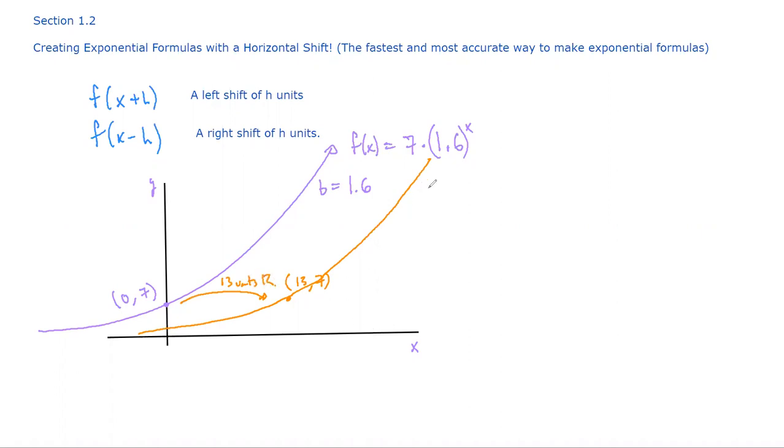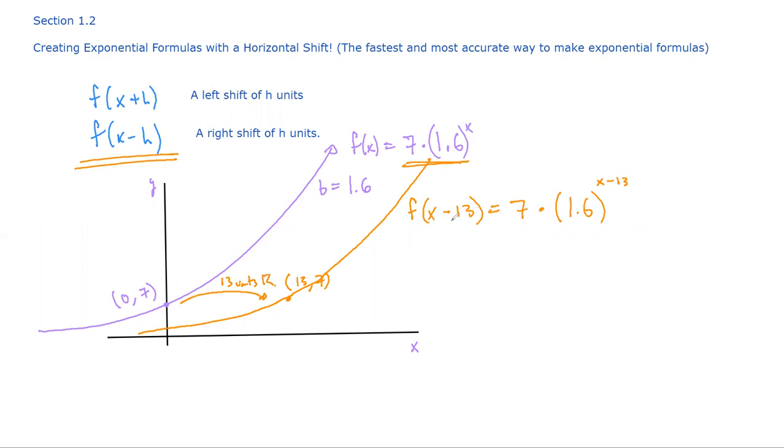So what will we do? We can certainly say that this orange curve is f of x minus 13, because that's the way that we indicate a right shift of h units. But what does that actually look like in the context of the formula? Well, it would be 7 times 1.6, and instead of x, we're going to have the quantity x minus 13.